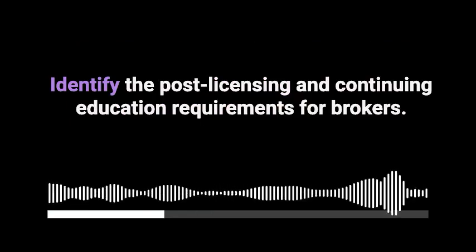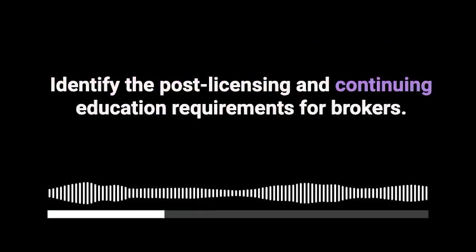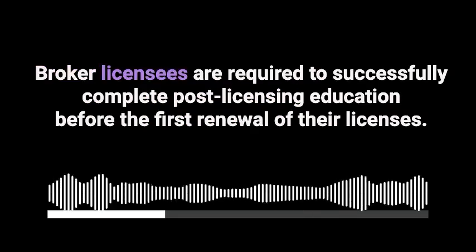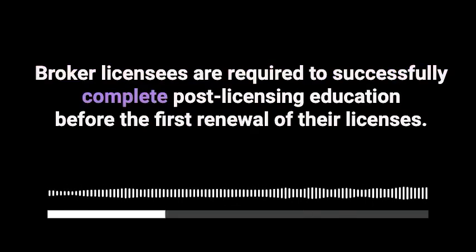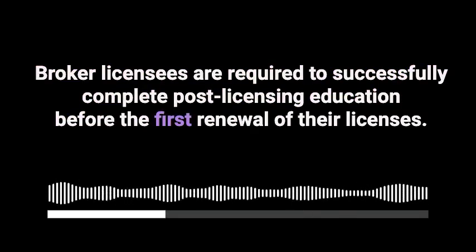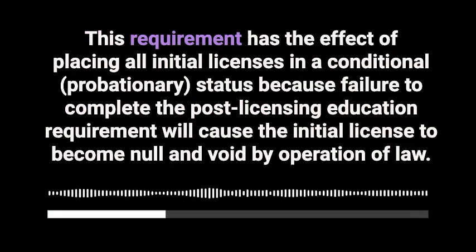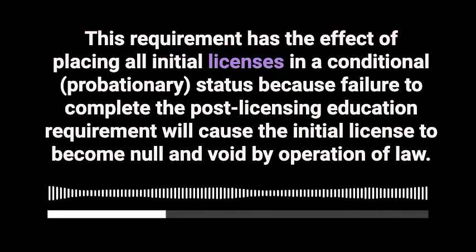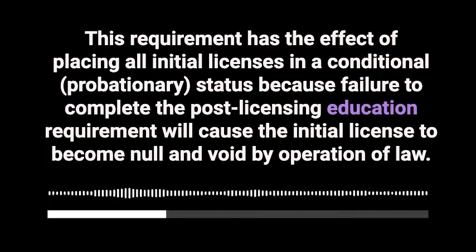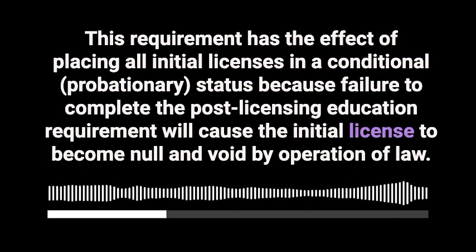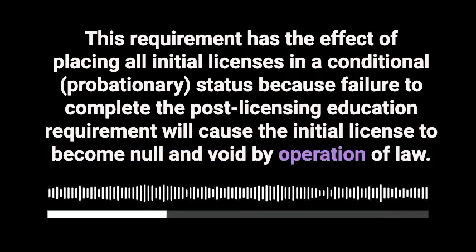Learning objective. Identify the post-licensing and continuing education requirements for brokers. Licensee education requirements. Post-licensing education. Broker licensees are required to successfully complete post-licensing education before the first renewal of their licenses. This requirement has the effect of placing all initial licenses in a conditional status because failure to complete the post-licensing education requirement will cause the initial license to become null and void by operation of law.